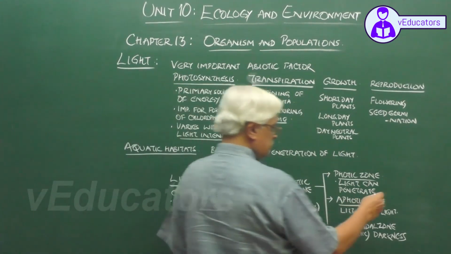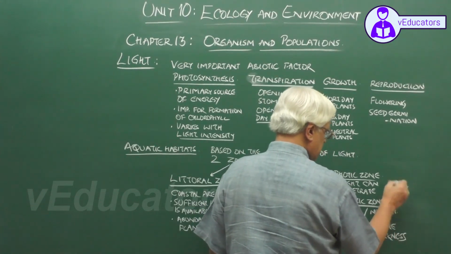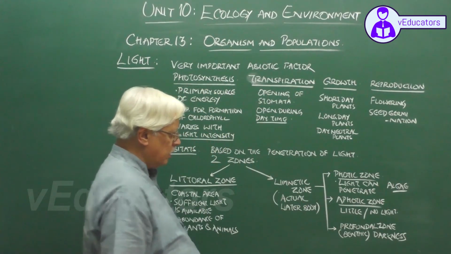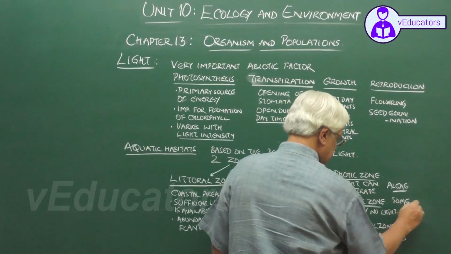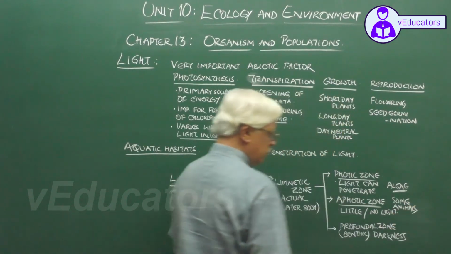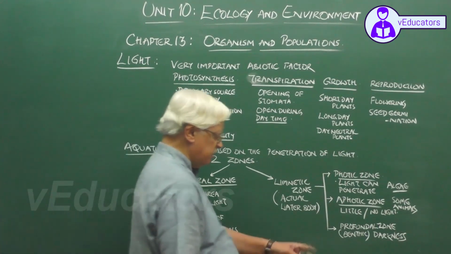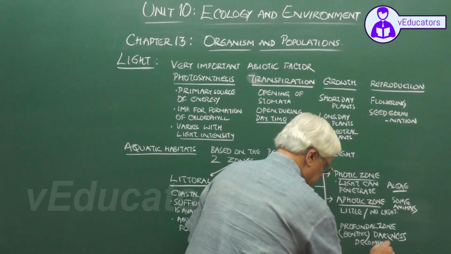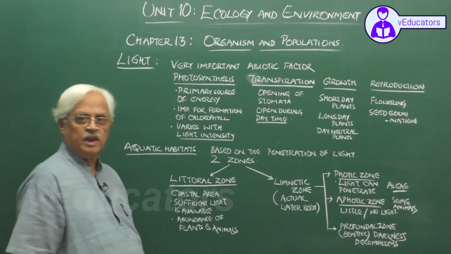The photic zone will have algae, because light can penetrate. The aphotic zone will have some kinds of animals, some herbivores, some carnivores, and so on, whereas the profundal zone will be characterized by only the so-called decomposers like bacteria and fungi.